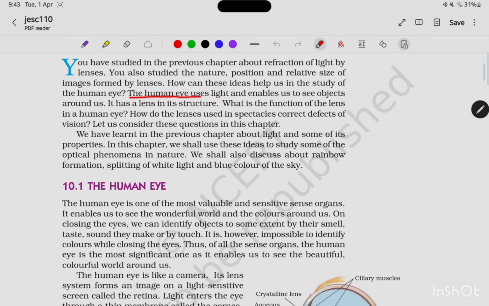The human eye uses light and enables us to see objects around us. It has a lens in its structure. What is the function of the lens in a human eye? How do the lenses used in spectacles correct the defects of vision? Let us consider these questions in this chapter.